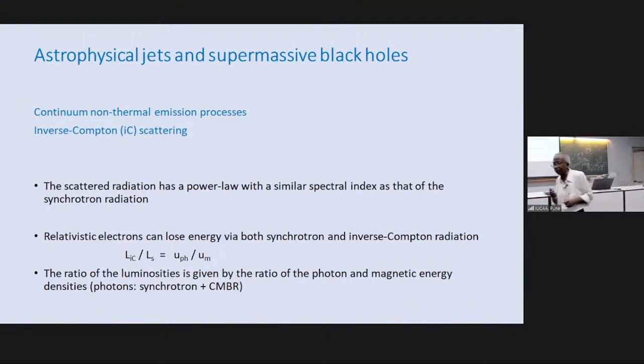Okay, but just remember that both these processes can play a role, and depending upon the ratio of the photon energy density to the magnetic energy density, inverse Compton or synchrotron will dominate. Right?